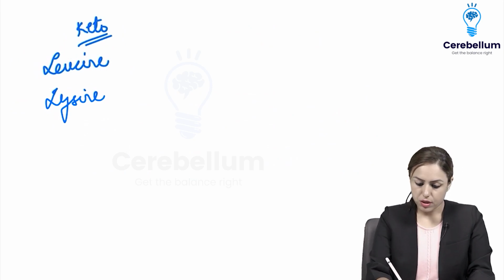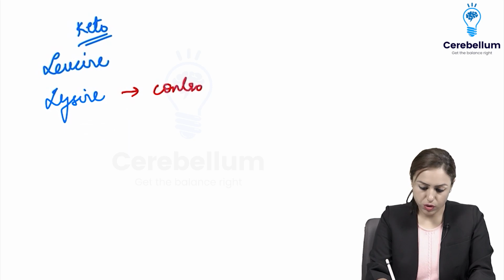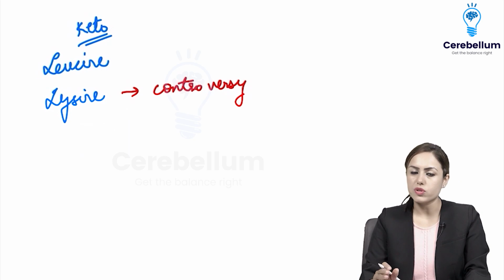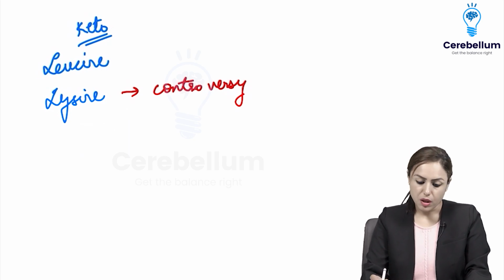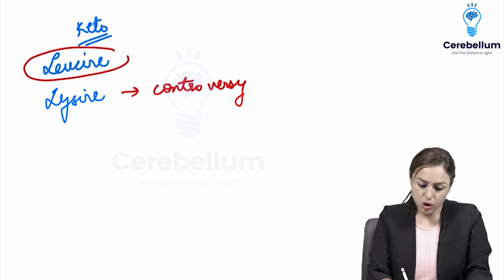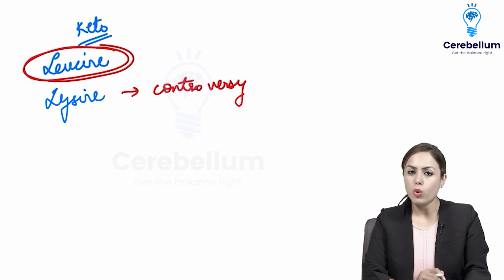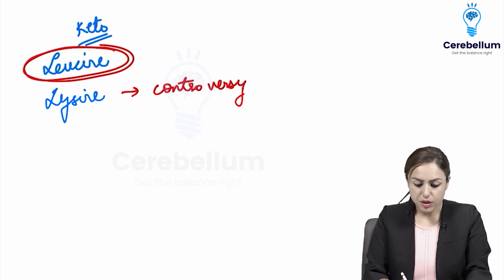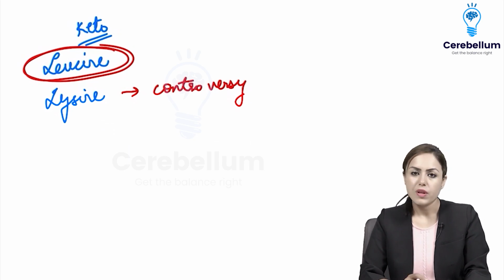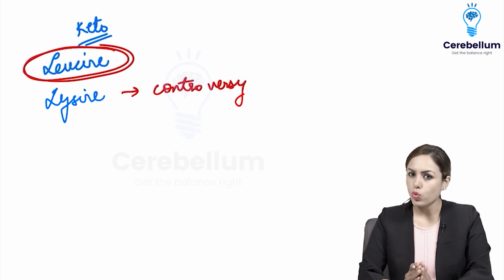But lysine is in controversy. Okay, just consider it in controversy. Some books say different, some other books say different thing. So be very sure about leucine. If question is asked and both are given, mark leucine as ketogenic, right? Because there is a confusion for lysine, right? Whenever there is a controversy, just note down it is a controversy, and depending upon the question, you will be easily able to solve if you know that this is a controversy, right?